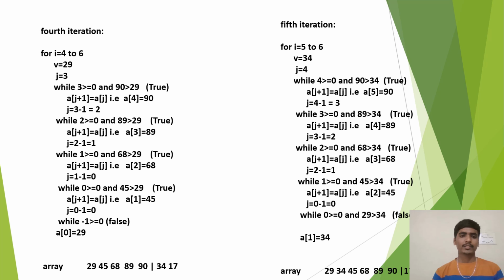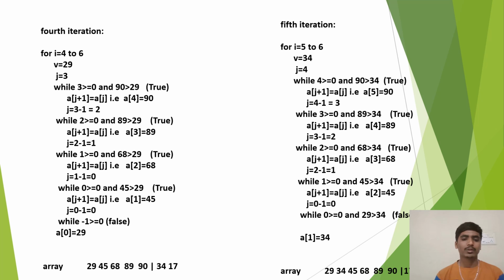Fourth iteration. For i = 4 to 6, v = 29, j = 3. While 3 >= 0 and 90 > 29, it is true. A[j+1] = A[j], that is A[4] = 90. j = 3-1 = 2. While 2 >= 0 and 89 > 29, it is true. A[j+1] = A[j], that is A[3] = 89.